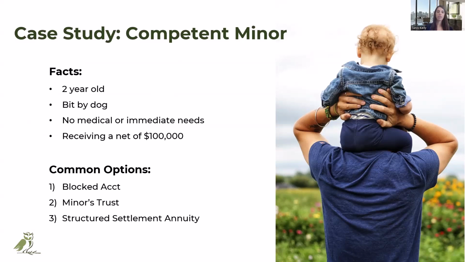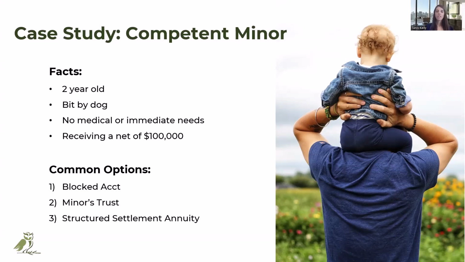Now, these are the common options. You could also do a guardianship for that minor, and you could put the $100,000 into that guardianship. Now you're going to have court oversight and bonding. If you do a blocked account, it is a blocked checking or savings account, and you cannot access money unless you get a court order. It's also growing at a fairly conservative interest rate, and it's going to be taxable. And at age 18, this child can take all of the money out.